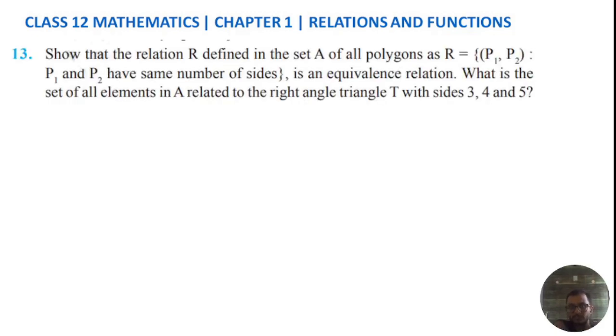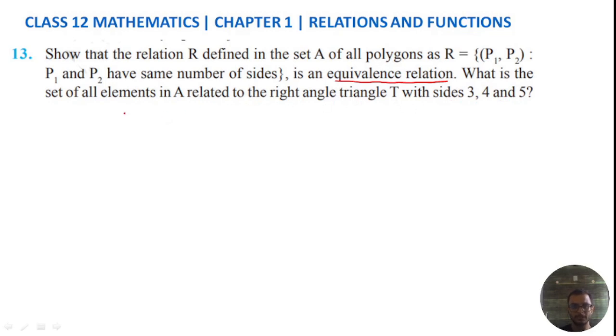So what is the next question saying? The relation is defined in the set A. Now our set A is the set of all polygons. (P1, P2) belongs to R if P1 and P2 have the same number of sides, and we have to show this is an equivalence relation. Now you show, okay, this is an equivalence relation. It's very easy now. And we have to show what is the set of all elements in A related to a right angle triangle with sides 3, 4, and 5.